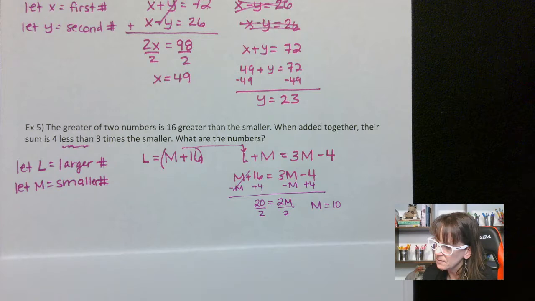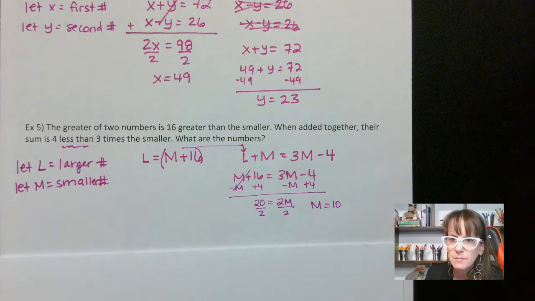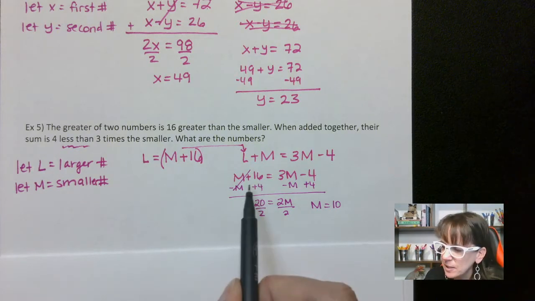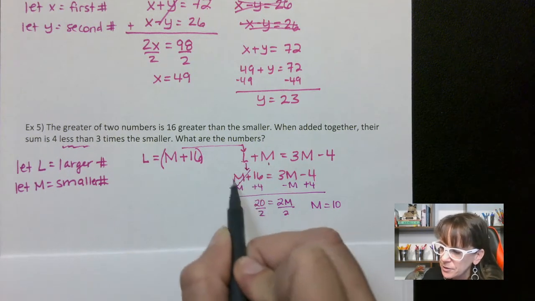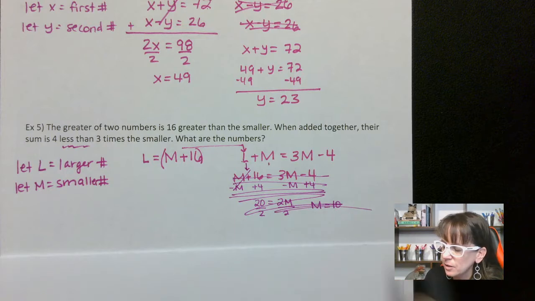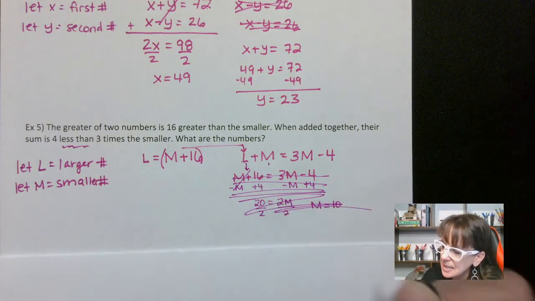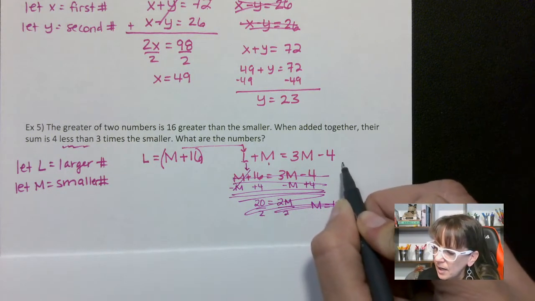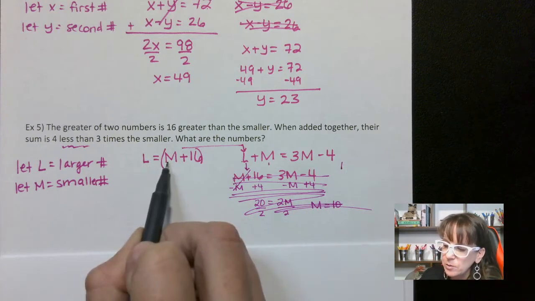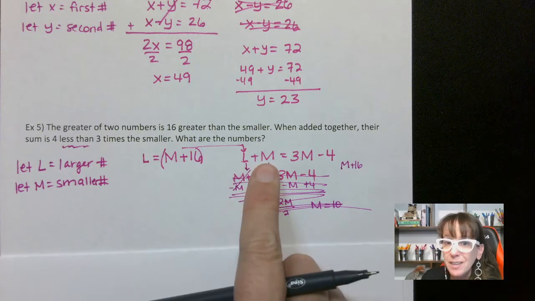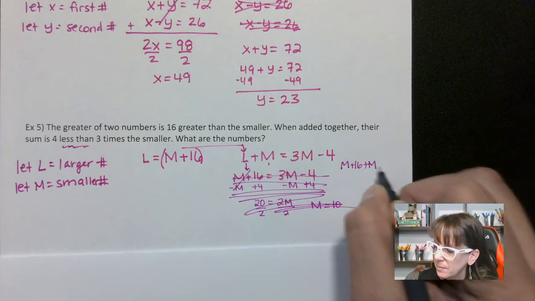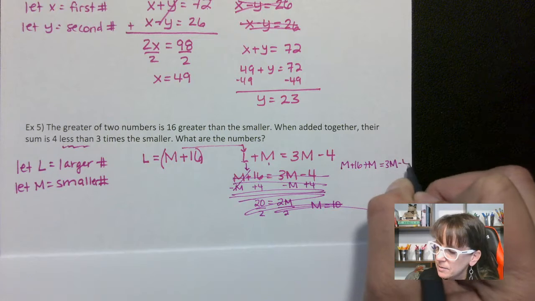Let me pause this for just a second. All right, I made an error here. Looking at this, it doesn't look right, and that's because back over here, I took this L and substituted it in, but I forgot that m. When that happens, you just cross it out and start over. So what we're going to say then is L equals m plus 16. So m plus 16, that's this L right here, plus m. So we have to add that other m on there, equals 3m minus 4.